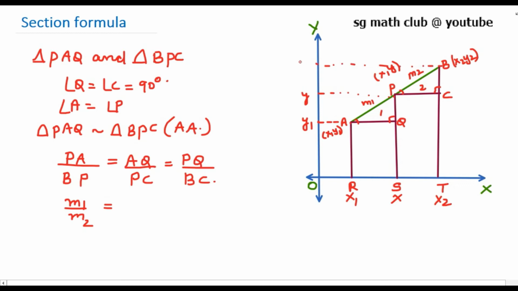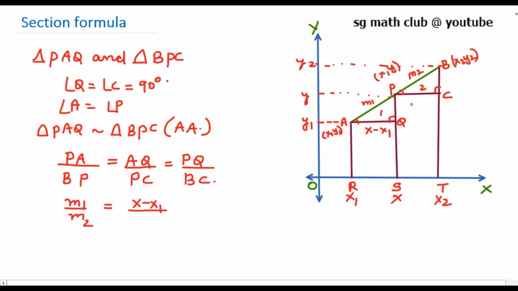We have seen that the x coordinate is the perpendicular distance from the y-axis and the y coordinate will be the perpendicular distance from the x-axis. So what will be AQ? It will be same as RS, that means it is x minus x1. So AQ will be x minus x1 and PC will be in the same way. These two lengths will be same. ST and PC both will be same.